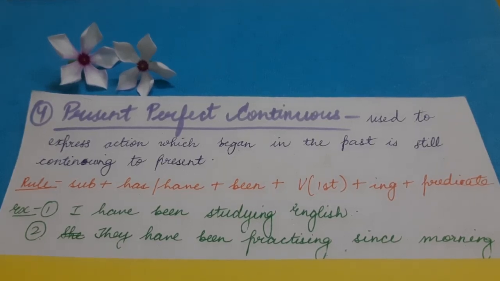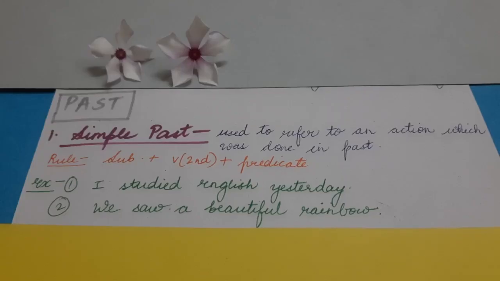So this was the combination of present perfect and present continuous. Something or some action which started in the past and is continuing in the present. Sorry, not future, present. Now let's come to past tense. So the first subpart of past tense is simple past. It is used to refer to an action which was done in the past. Some action that was completed in the past.